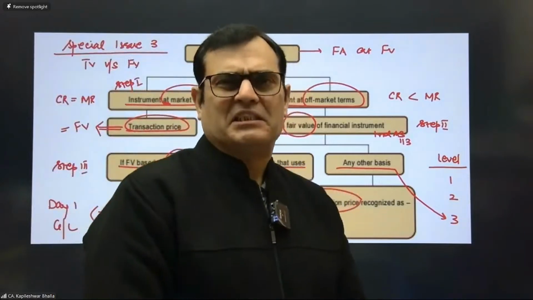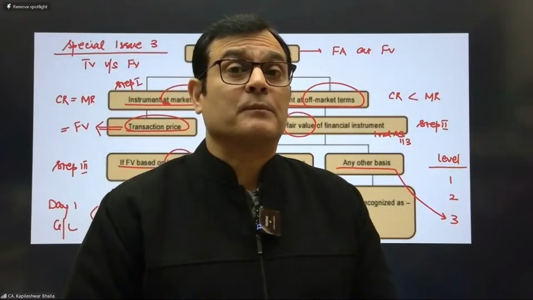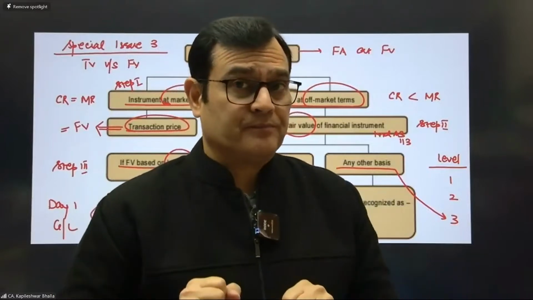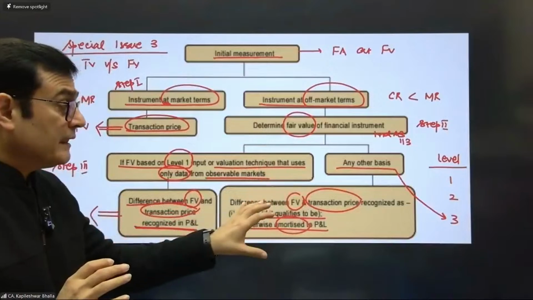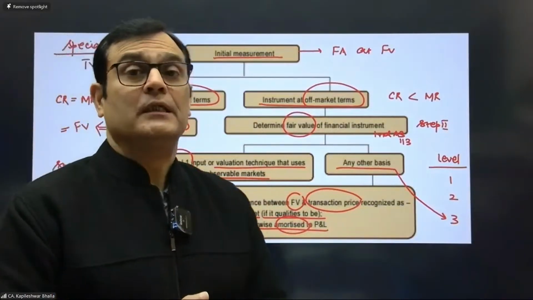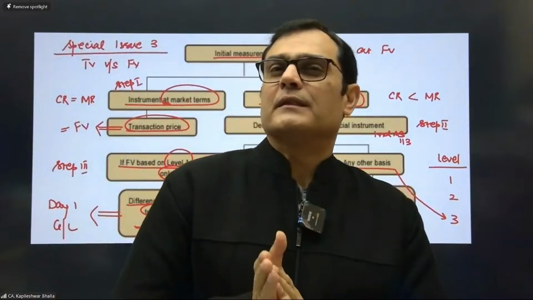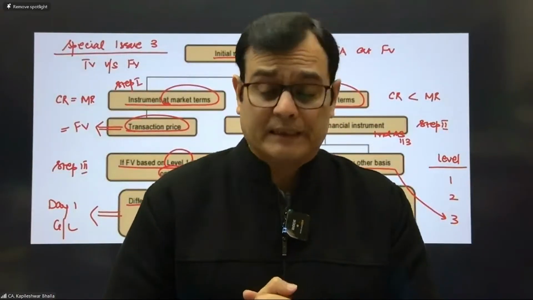It is taken as an asset or it is amortized to the P&L. Well, it all depends upon the kind of transactions. So when the inputs are taken from unobservable data, the difference is either an asset if it qualifies to be, or it is going to be treated as a deferred expense, which is going to be amortized in the P&L over a period of time.